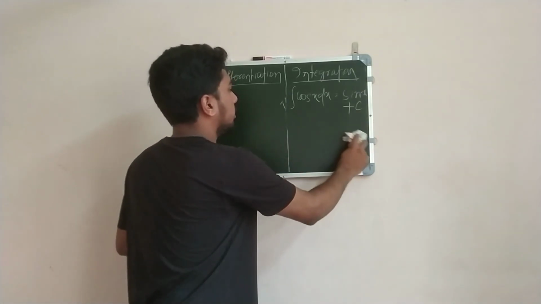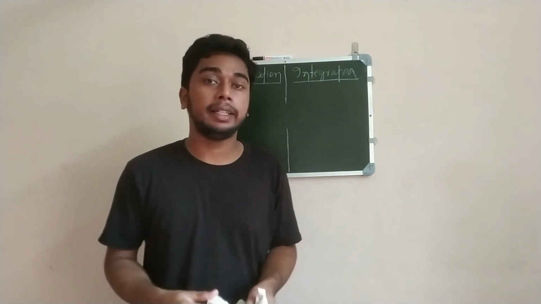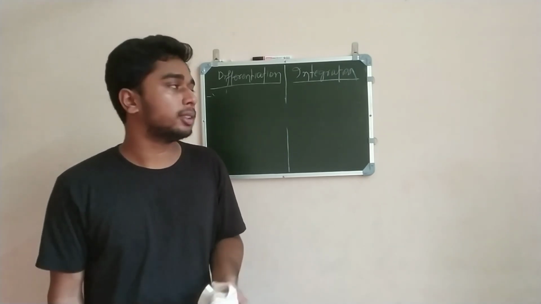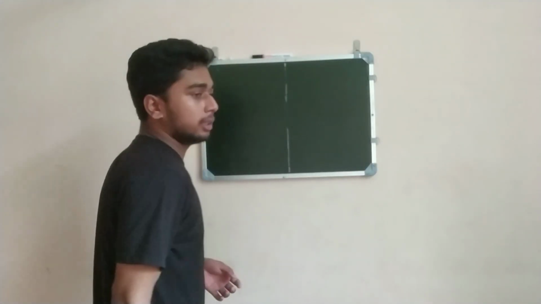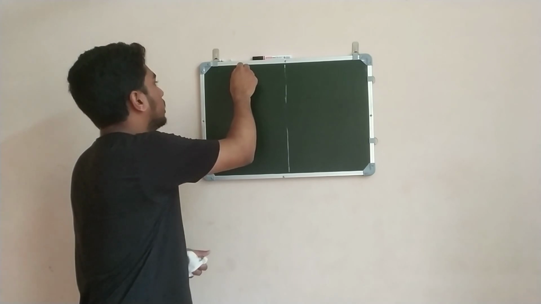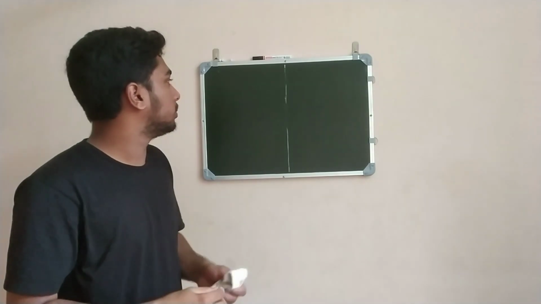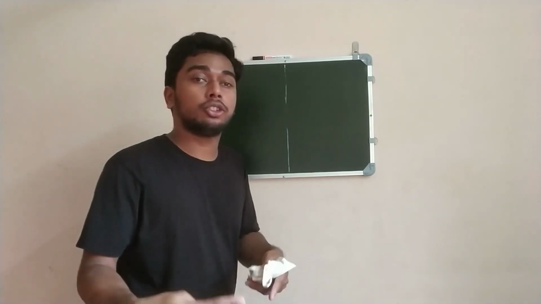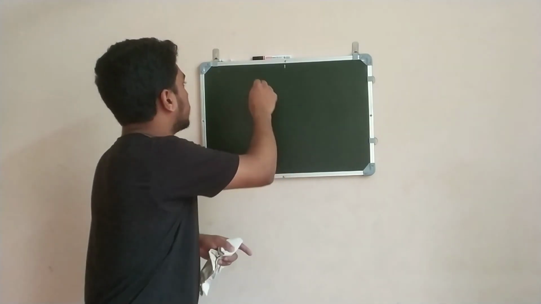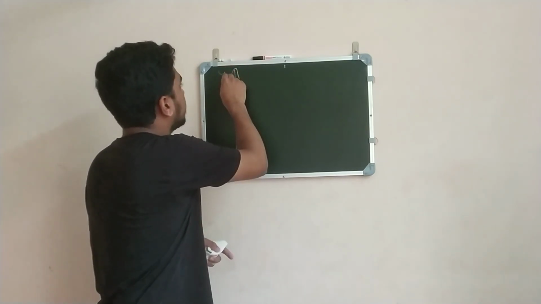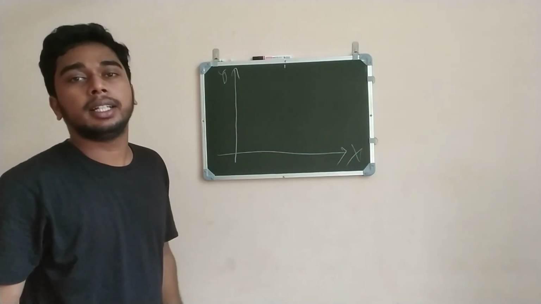So next, move to the geometrical interpretation. How do we geometrically interpret these differentiation, limits or integration formulas? Let us define differentiation. How can I represent differentiation geometrically? For example, I'm considering this is my y-axis and this is my x-axis.